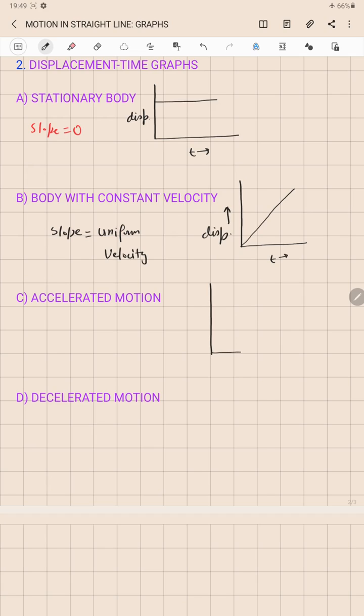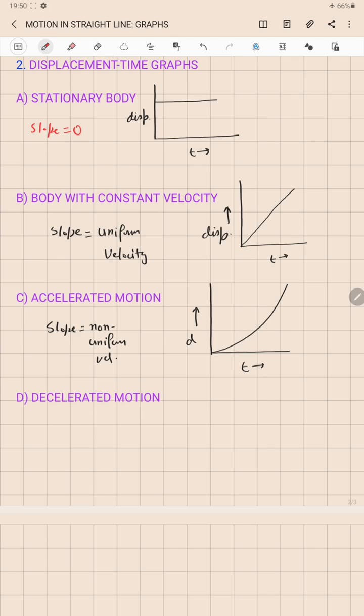Accelerated motion of the body. If the motion of the body is accelerated in nature, then the graph for accelerated motion will be like this. Here the slope of the graph will represent the non-uniform velocity of the body, which is a parabola in the upward direction.